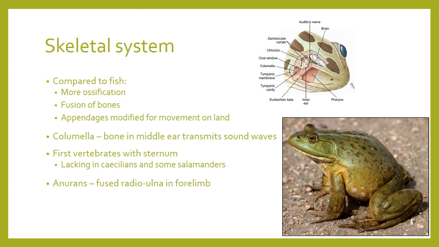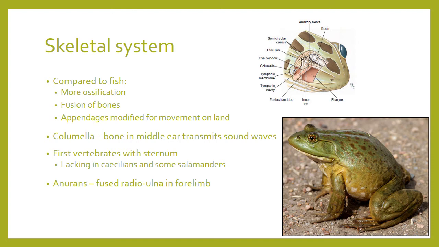The columella is a bone in the middle ear that transmits sound waves, so some of the skeleton is adapted for other functions besides just structure and movement. This shows the columella, a part of the skeleton modified for hearing. These were the first vertebrates with the sternum, but not all amphibians have a sternum. It's lacking in the caecilians and some salamanders.